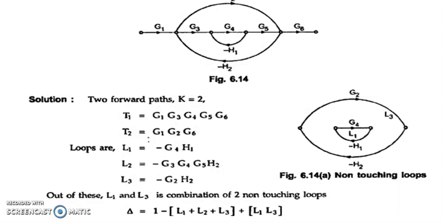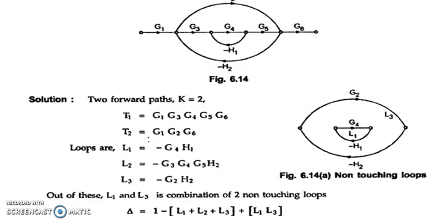The next step is to identify feedback loops in this particular signal flow graph. One of the feedback loops is L1, which is minus G4 into H1. The other one, L2, is minus G3, G4, G5 and H2. And then there's a third loop, L3, which is equal to minus G2 into H2. Now we need to find the value of delta. Delta is equal to 1 minus the sum of individual loop gains, so L1 plus L2 plus L3.